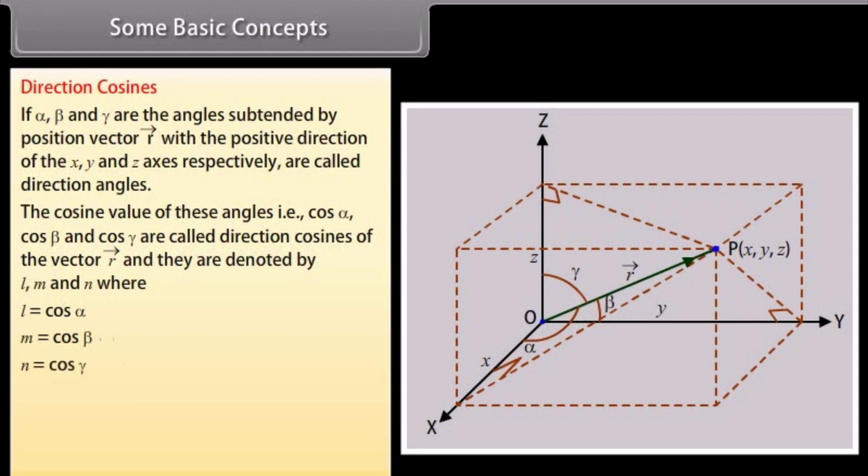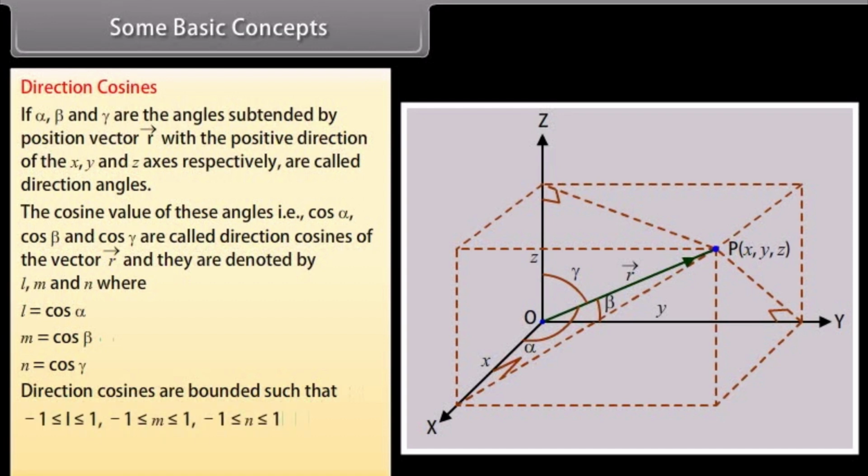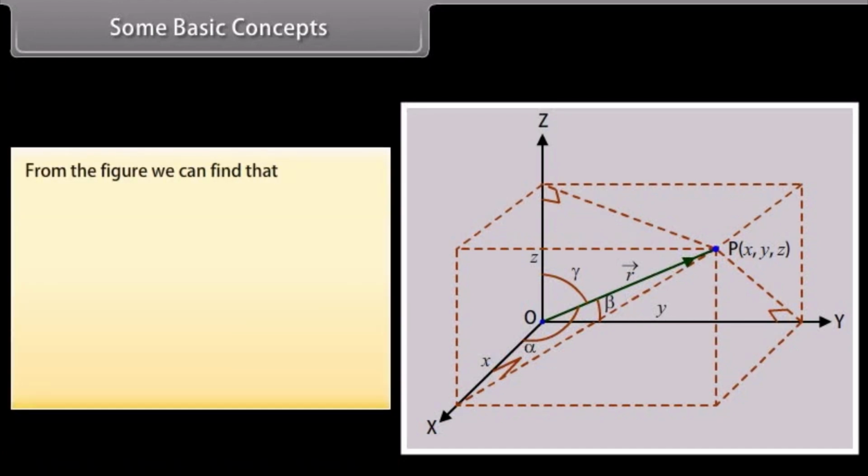N equals cos gamma. Direction cosines are bound such that -1 is less than or equal to L less than or equal to 1, -1 less than or equal to M less than or equal to 1, -1 less than or equal to N less than or equal to 1, and they are connected by the formula L square plus M square plus N square equals 1. From the figure we can find that cos alpha equals x by mod of vector R, cos beta equals y by mod of vector R, cos gamma equals z by mod of vector R.